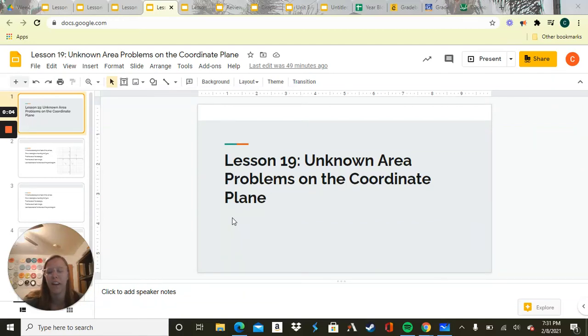We've been looking at area and then circumference of circles. Today we're looking at unknown area problems on the coordinate plane. We're not in full screen because we're going to be bouncing around a little bit.